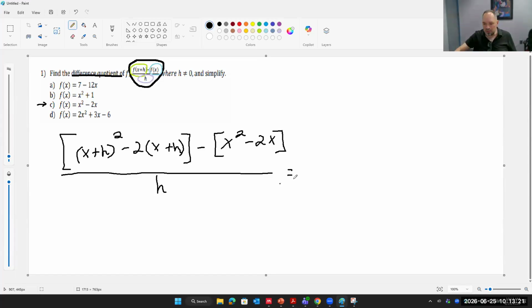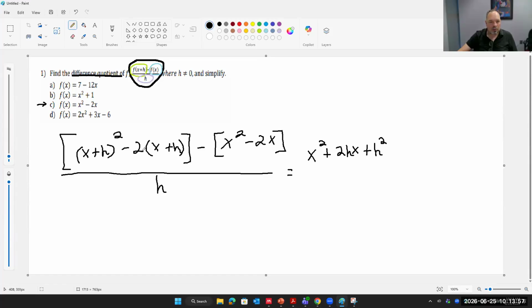So now it's a matter of simplifying, which can be a little, there's quite a bit to do. So the x plus h squared, we're gonna multiply that out. So it's x squared plus 2hx plus h squared.